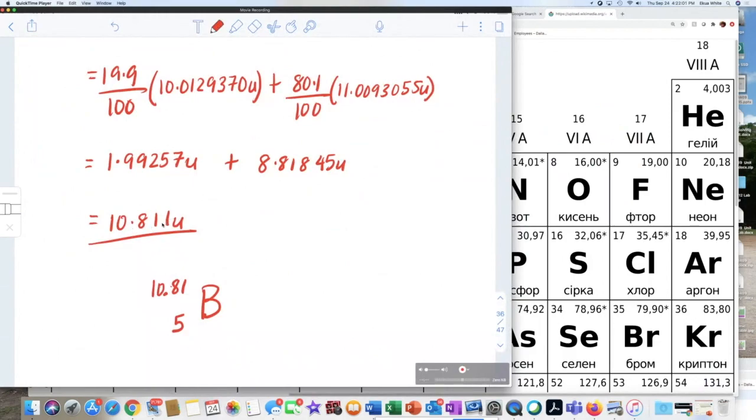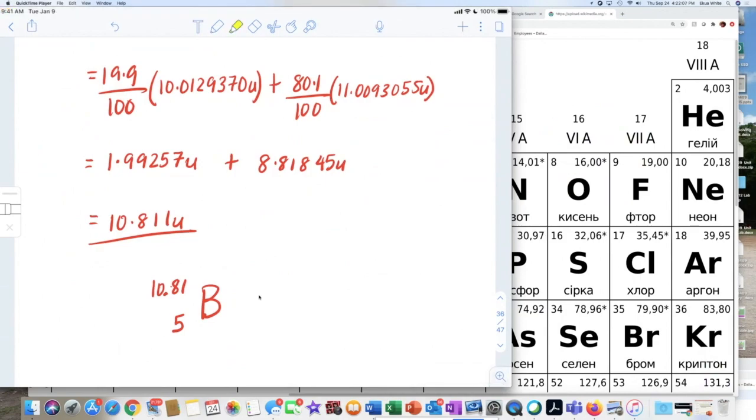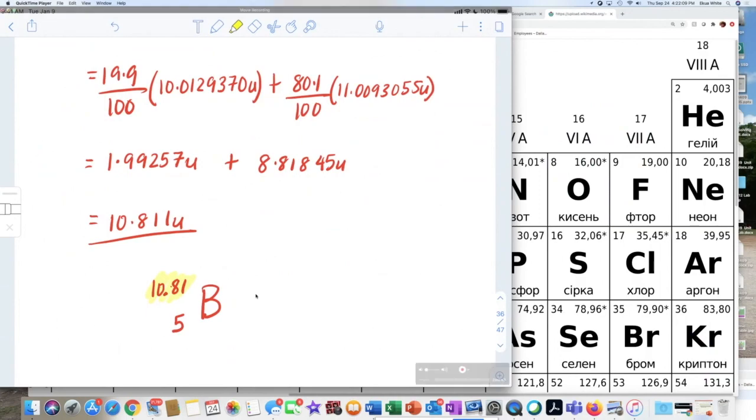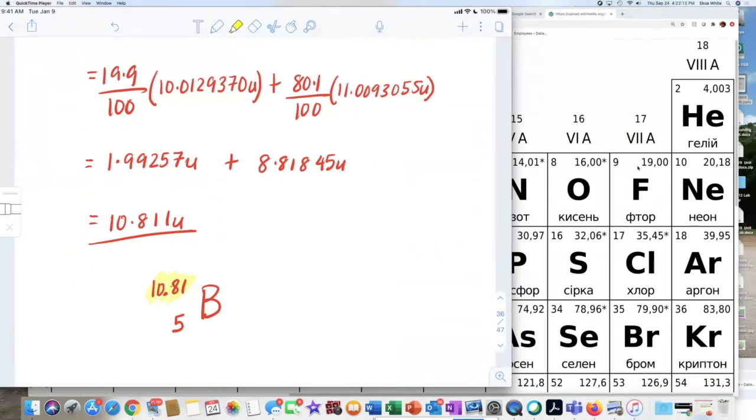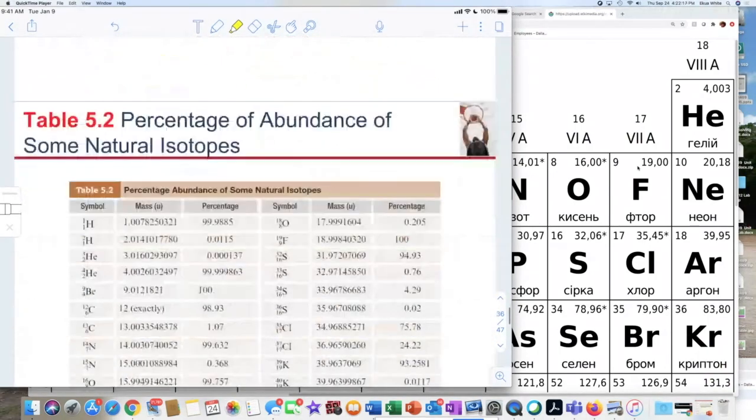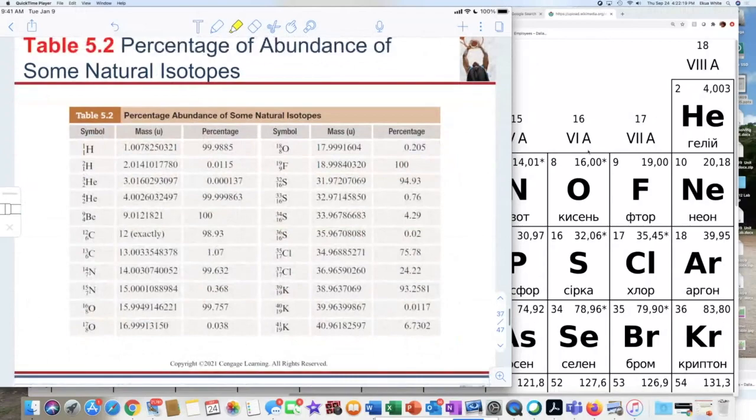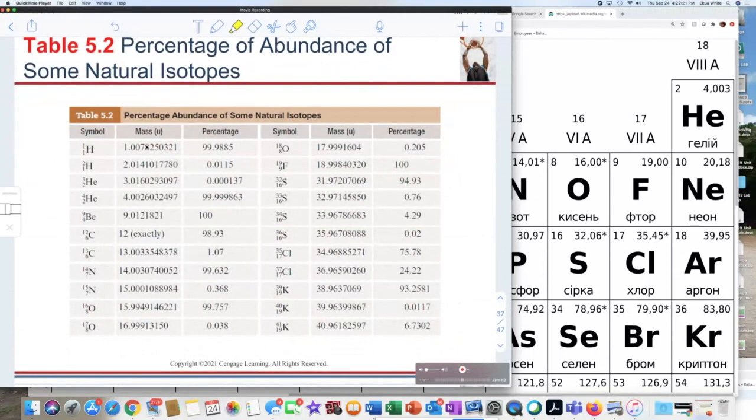10.811. So if you just erase this part here, yep, boron. Okay, so remember, this is the math they do to get these masses in the periodic table. Imagine this is somebody's job, right? You get hired, okay, then you're sitting there all day long doing this math. So after all this, they're showing you all the masses, and here are all the percentages.